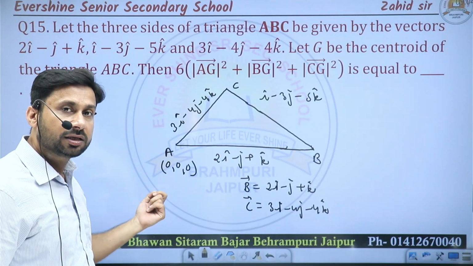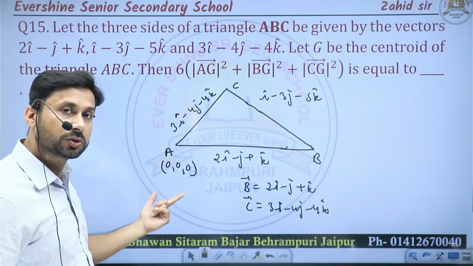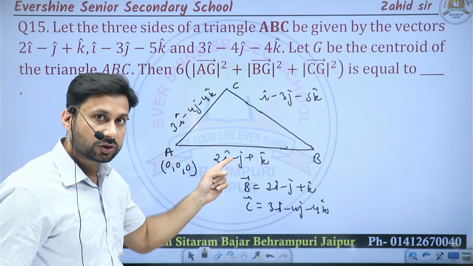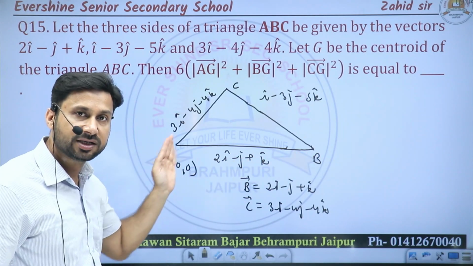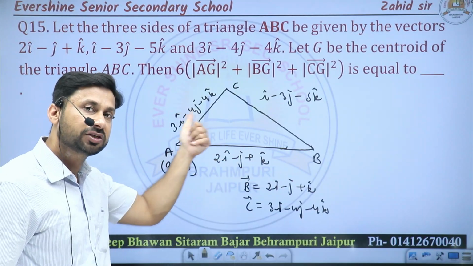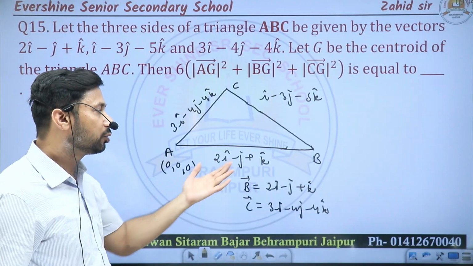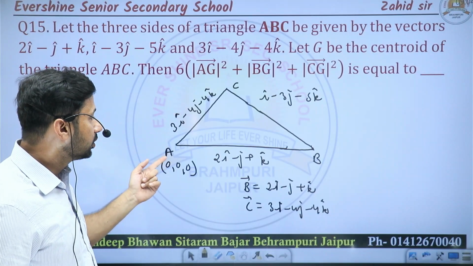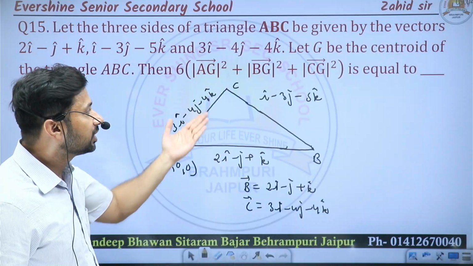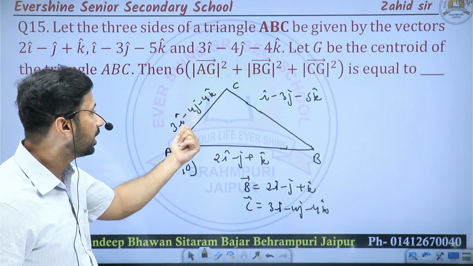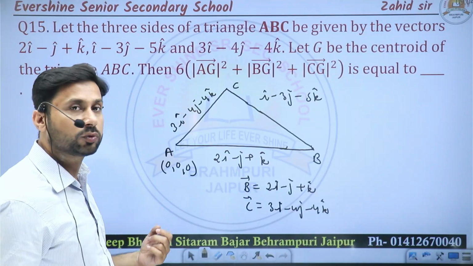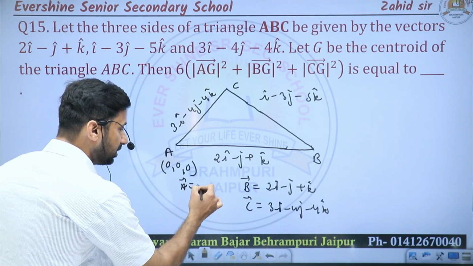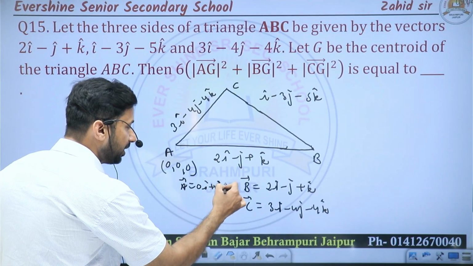I can take A as the origin, so its coordinate will be 0, 0, 0. Now if I find the AB side, the formula says vector B minus vector A, that is position vector of B minus position vector of A. So A is 0, 0, 0, and B will be as it is. Similarly, AC will be C minus A, so C will be the same vector 3 i cap minus 4 j cap minus 4 k cap. Clear? So I got A, B and C all. Vector A will be 0 i cap, 0 j cap and 0 k cap.